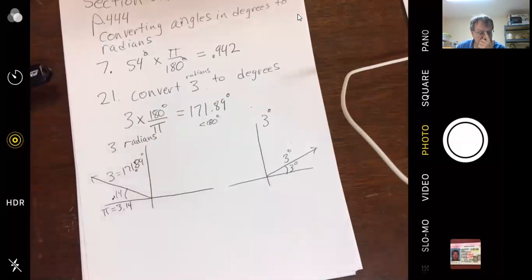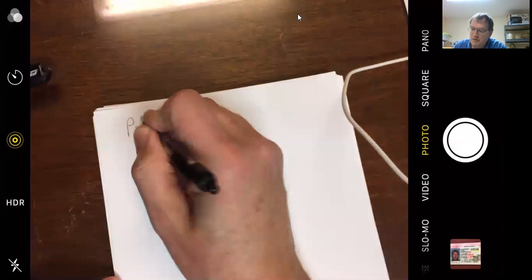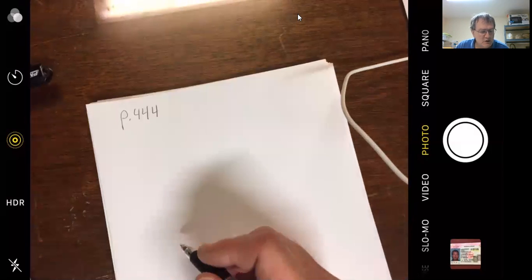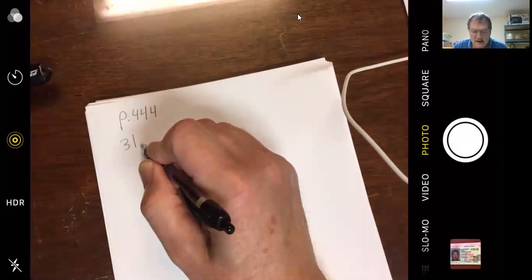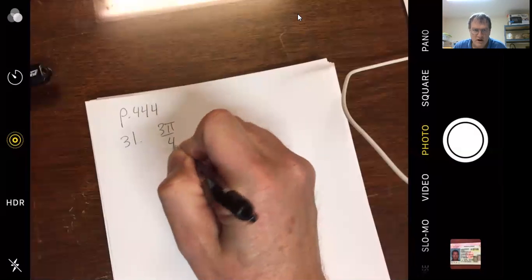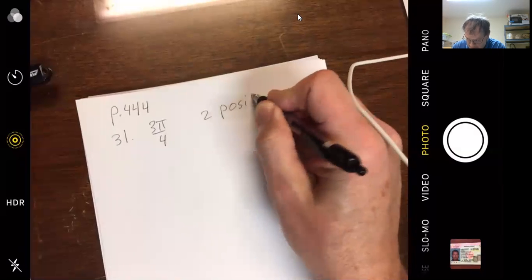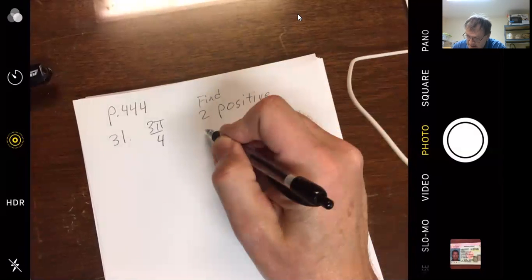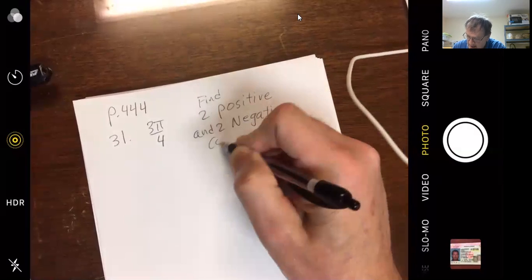All right, very good. All right, what about coterminal angles? This is still page 444. Coterminal angles, let's try 31. 3 pi over 4. Oh, this is better. I won't talk about it too much, I don't want to jinx it. Find 2 positive and 2 negative coterminal angles.